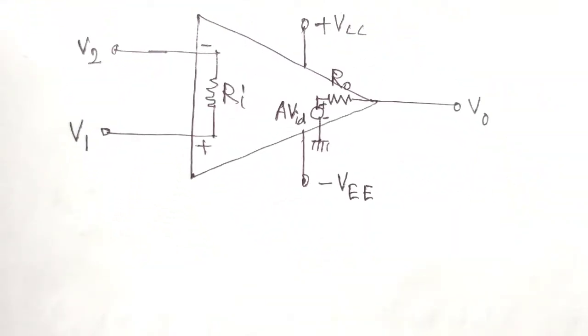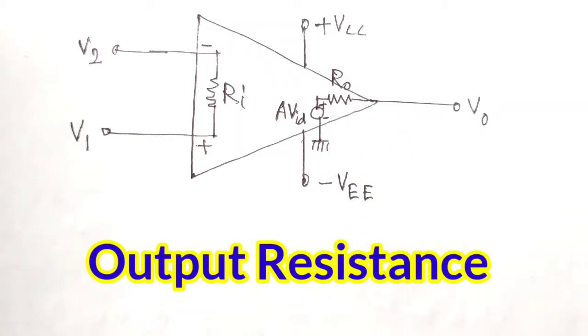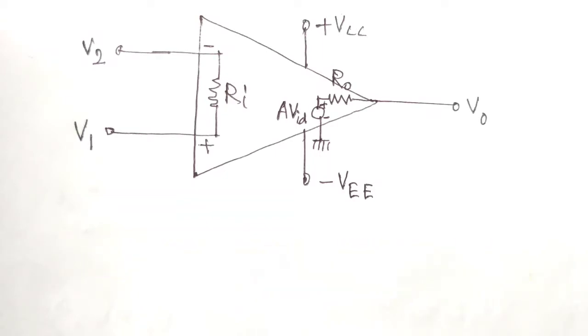The next parameter is output resistance Ro. It is the equivalent resistance that can be measured between the output terminal of the op-amp and the ground. For an ideal op-amp, as you know, the output resistance is 0, but for IC741C, the output resistance value is about 75 ohms.